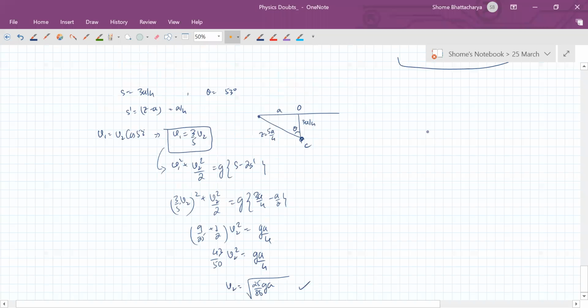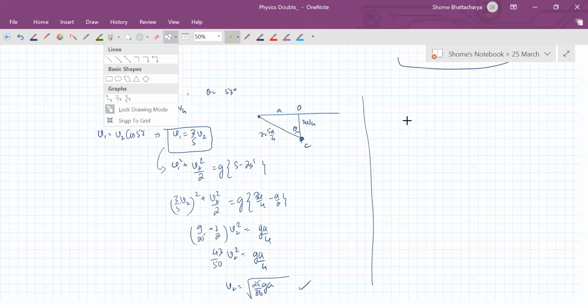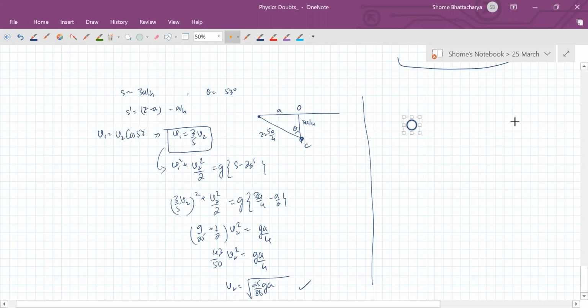Okay, so this is a method. Yeah, so Shikhar, I'll just explain to you the constraint relation again. My virtual power method. So the power delivered by tension within the system should be 0 because tension is an internal force.